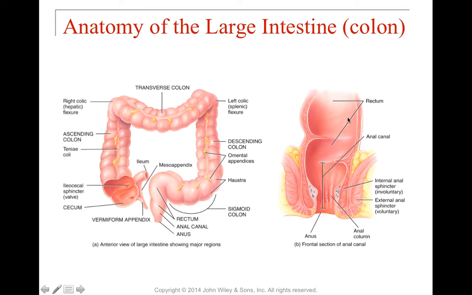All right, let's see. So if we're actually looking inside the anal canal, here we have the rectum and then the anal canal. We have 2 different sphincters. You may remember from the urinary system that we had 2 different sphincters there too. We have an internal anal sphincter and an external anal sphincter. One of these is involuntary and one of these is voluntary.